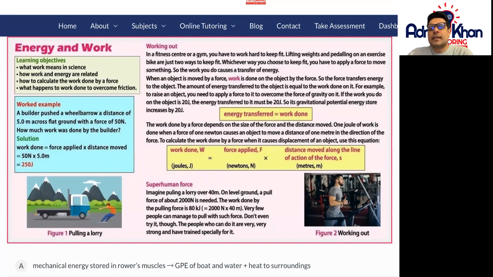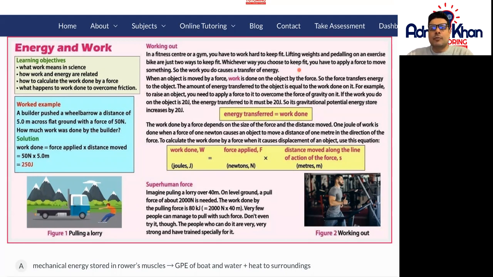In a fitness center or a gym, you have to work hard to keep fit. Lifting weights and pedaling on an exercise bike are just two ways to keep fit and healthy. Whichever way you choose to keep fit, you have to apply a force to move something. So the work you do causes a transfer of energy.